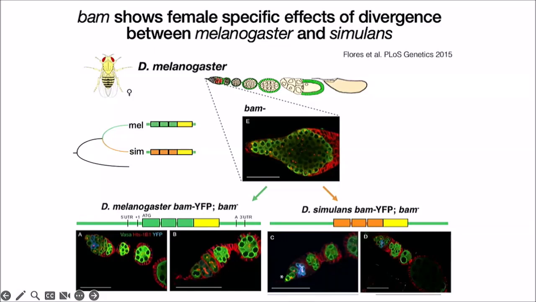The important thing was that it basically led us to focus on the female side of things rather than the male side, because we saw no difference in terms of the male, either the cytology of spermatogenesis or in terms of male fertility.